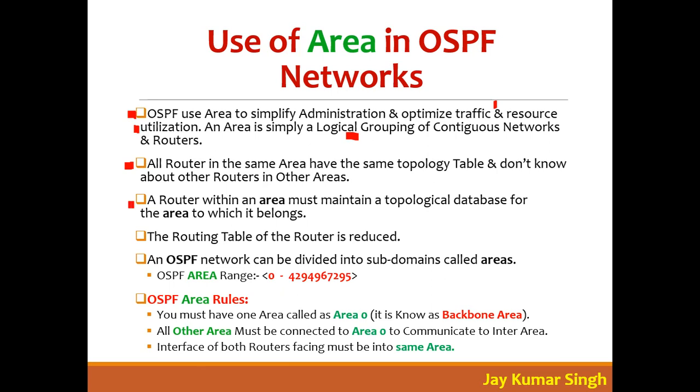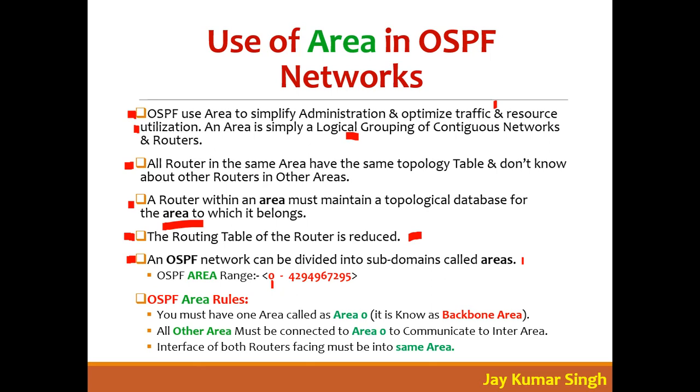Okay, and the routing table is built after the database. A router within an area must maintain a tuple, meaning the common database from the area which it belongs to. The routing table of the router is reduced with the help of areas. An OSPF network can be divided into subdomains called areas, and the area range is from 0 to 4.2 billion, or you can say around 4.3 billion.